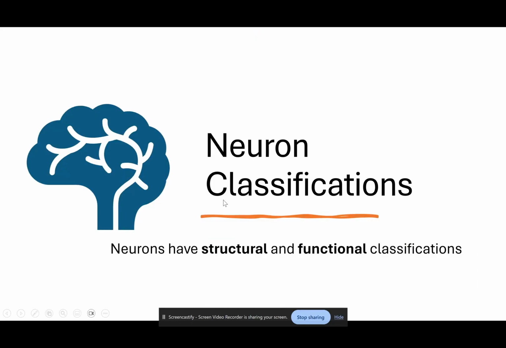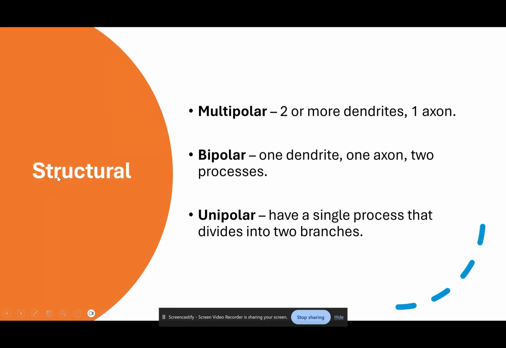But when it comes to neurons, like I said, they're highly specialized and they have a variety of classifications. So they can be structural as well as functional classifications. In terms of their structure, they can be multipolar, bipolar, and unipolar neurons. This is going to make a lot more sense when we actually see a picture of these, but I just want to quickly touch on them.